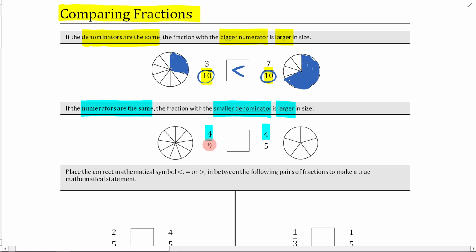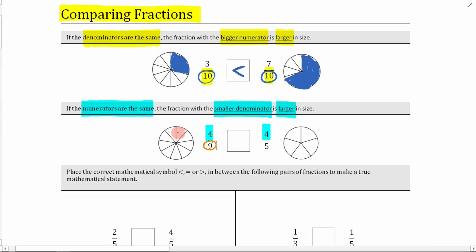Let's have a bit of an analysis here. Do you see how this is a 9? That means I've taken my circle and I've broken it up into 9 pieces. 1, 2, 3, 4, 5, 6, 7, 8, 9. And now I've got 4 of these 9 pieces. So let's shade that in. All right, so there's 1/9, 2/9, 3/9, 4/9. All right, there's 4/9 right there.